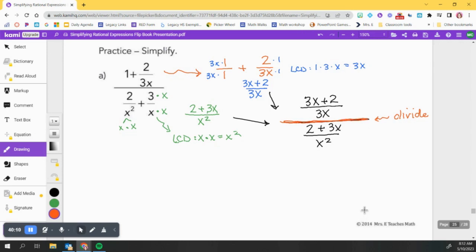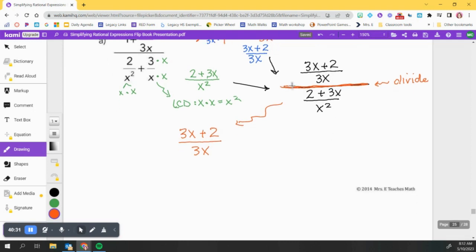And remember, when we're dividing fractions, we keep it, change it, flip it. So we're going to keep it, change the division into multiplication, and flip it over. So I'm going to rewrite over here so I have a little more room. 3x plus 2 over 3x. Instead of dividing, I am now going to multiply. And then I'm going to flip this second fraction over. X squared over 2 plus 3x.